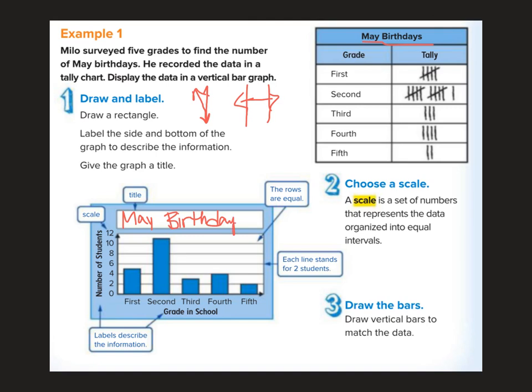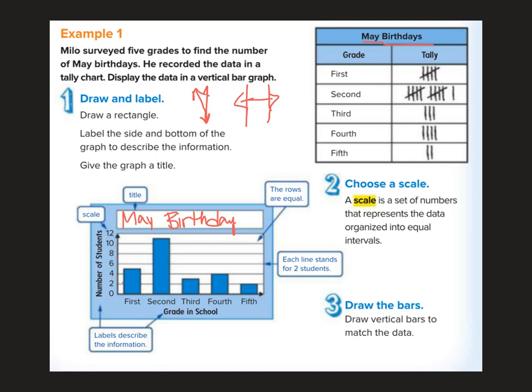Now here's where we're talking about our scaled bar graphs. Notice the interval that's going up. The first line does not mean 1 kid, it means 2 kids. Second line, 4, 6, 8, 10, and 12. Notice that it goes up by equal intervals too. It's not like 2, 5, 7, 8, 12, 13, right? It's not random. It's going up by 2s. You could choose to make it go up by 5s or 10s, depending on what your information is.